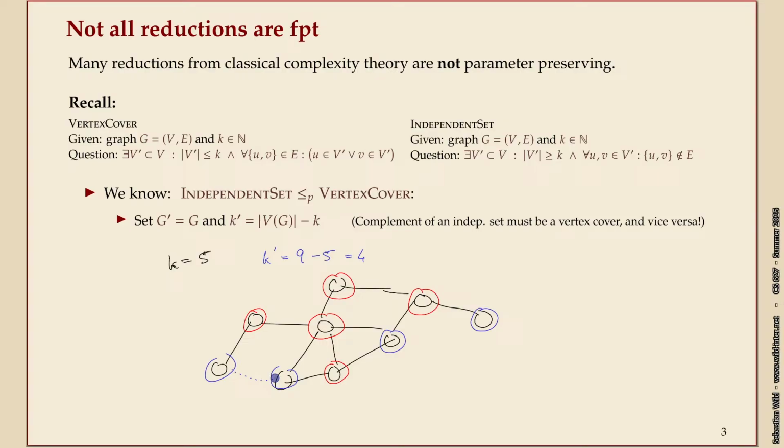Now that's a fine reduction in classic complexity. It also goes the other way around by the same trick, but it doesn't preserve the parameter. If your graph is huge and k is small, then you have a small parameter initially, but the output parameter is huge now. So you cannot bound it by just a function of k.